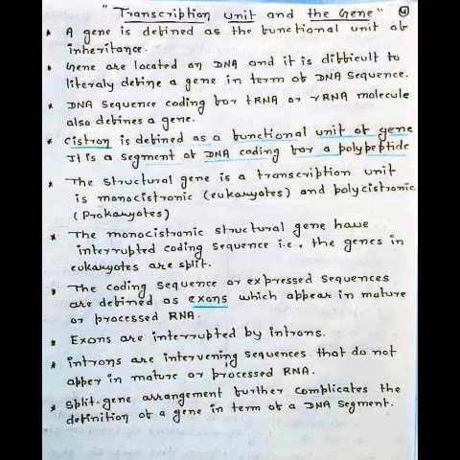The coding sequences, or expressed sequences, are defined as exons, which appear in mature or processed RNA. It means the exons are coding sequences of the DNA. Now the exons are interrupted by introns, meaning there is exon, intron, exon, intron, exon, intron. Between two exons there is a non-coding sequence of the DNA, known as an intron. So the introns are intervening sequences that do not appear in the mature or processed RNA.